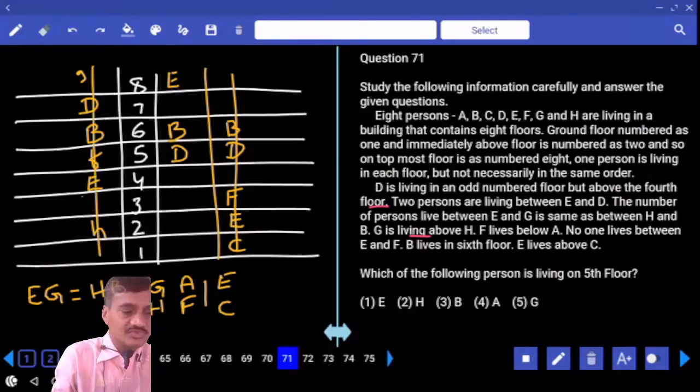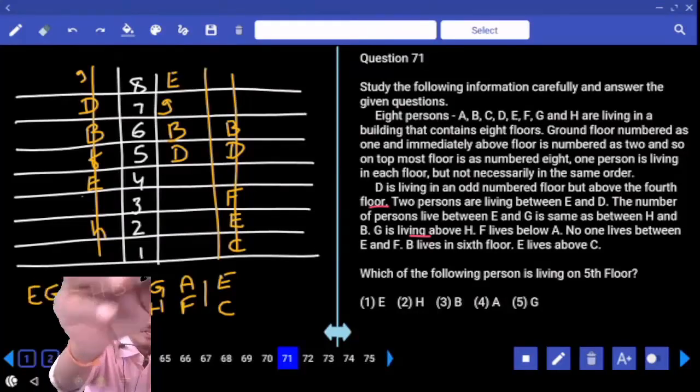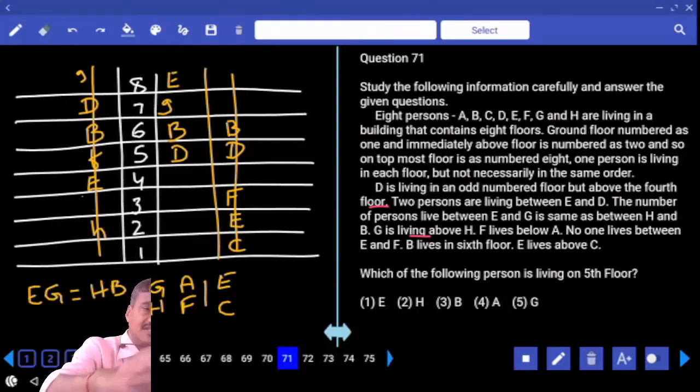Now according to this one, tell me what are the different possibilities we have. In between E and G, G must be above this, and G is above what? G is above H. As G is above H, tell me whether we can have G at this place or not. Now in between E and G, E and G are adjacent to each other, hence H and B must be adjacent to each other. Is it possible? Not possible. As it is not possible here, hence we cannot have E at this place.